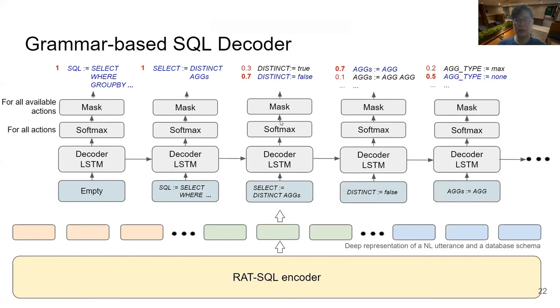In the next step, we need to predict whether this query requires distinct keyword in the select clause. Here, the decoder chooses the second rule, indicating that this query does not need a distinct keyword in the select clause. Similarly, we can decode all the remaining parts in the derivation tree.